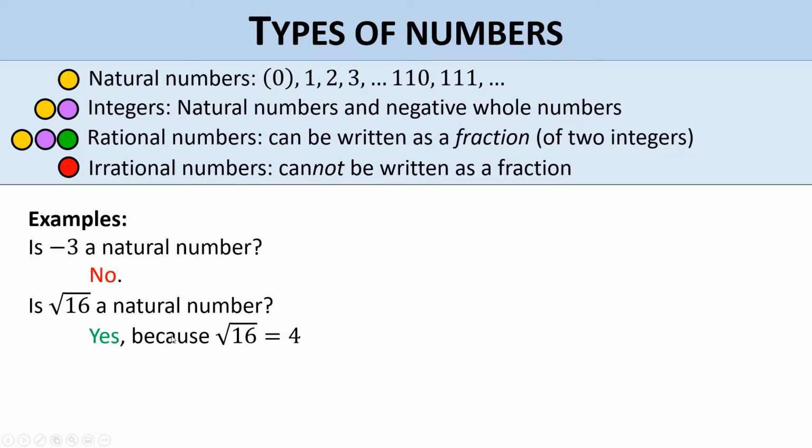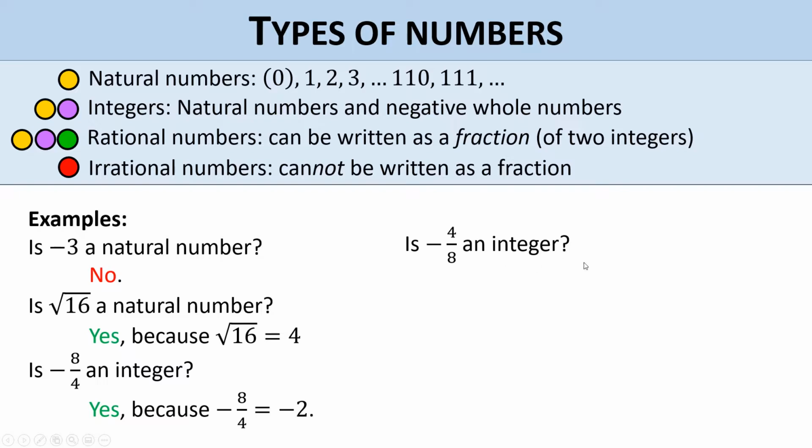We have to realize first that it is equivalent to 4. It's the same point on the number line, and that point on the number line is indeed one of the natural numbers: 1, 2, 3, 4. Is negative 8 over 4 an integer? Oh yes, it's the same point on the number line as negative 2, and negative 2 is a negative whole number, so it counts as an integer.